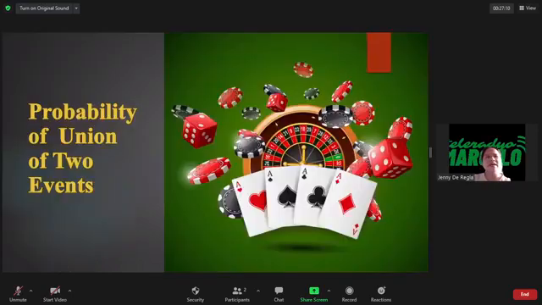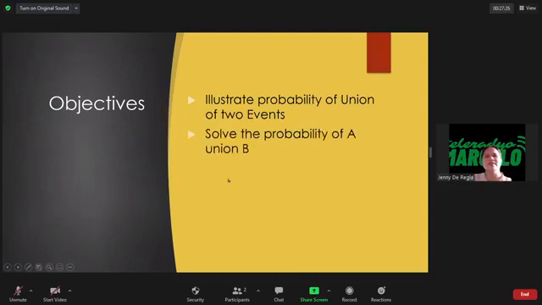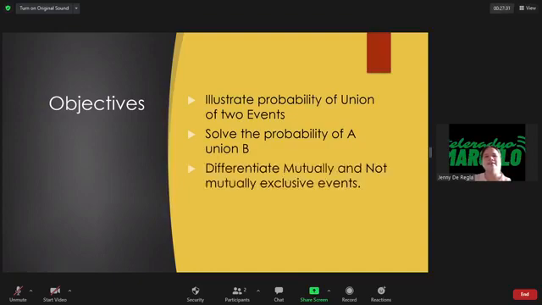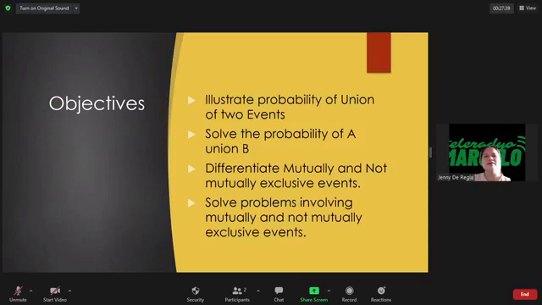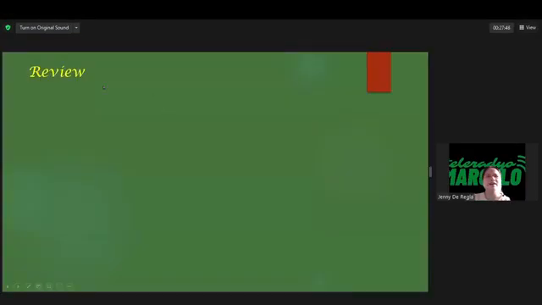I am going to discuss the probability of the union of two events. The objectives are: illustrate the probability of the union of two events, solve the probability of A union B, differentiate mutually and not mutually exclusive events, and solve problems involving mutually and not mutually exclusive events. Let us have a review first.